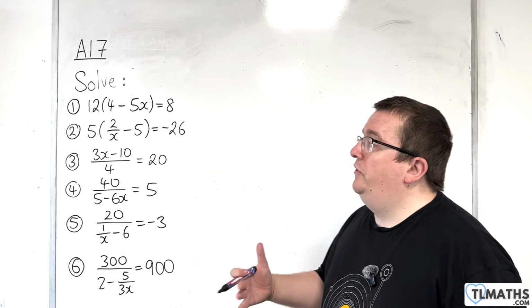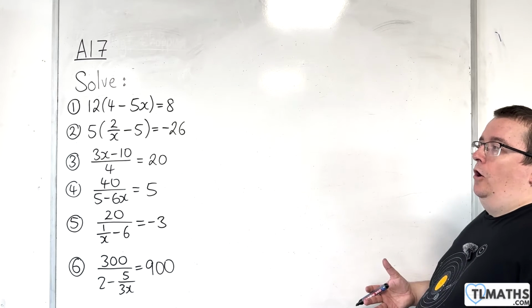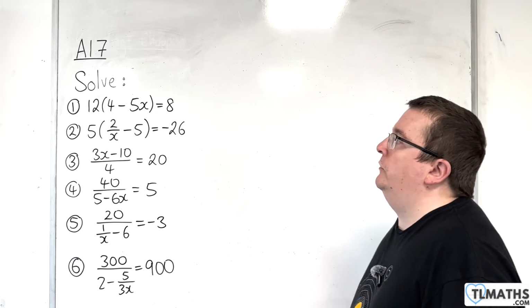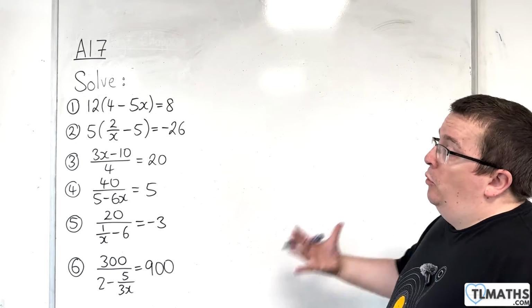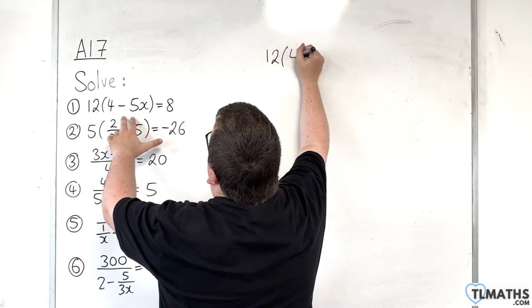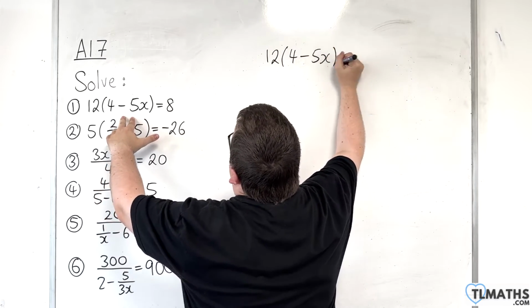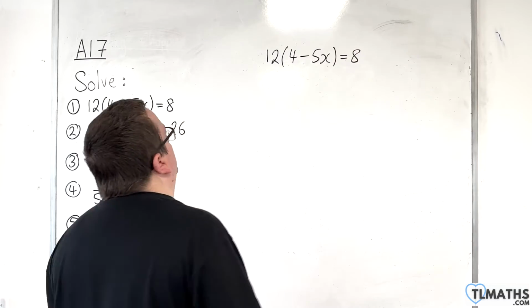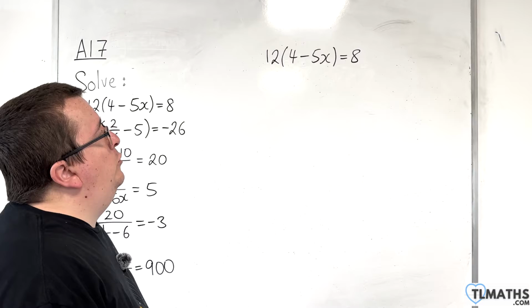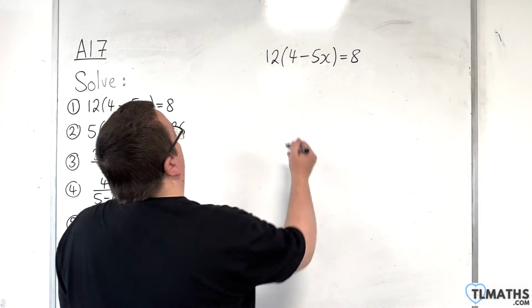So in this video, I want to go through a mix of the types of equations that we've been solving in the past few videos. So number one, we have 12 times 4 take away 5x is equal to 8. So we have this 12 times the bracket. So first step would be to divide both sides by 12.